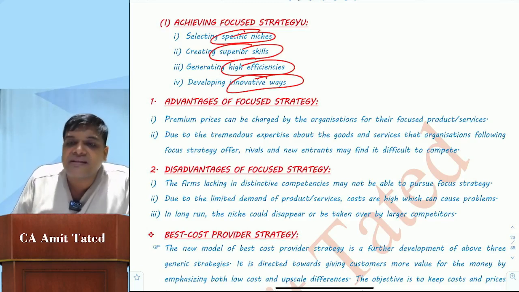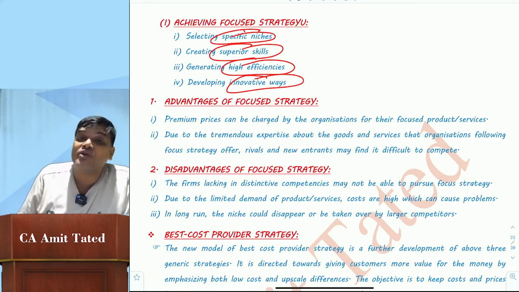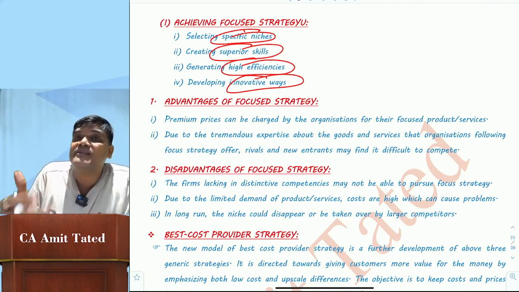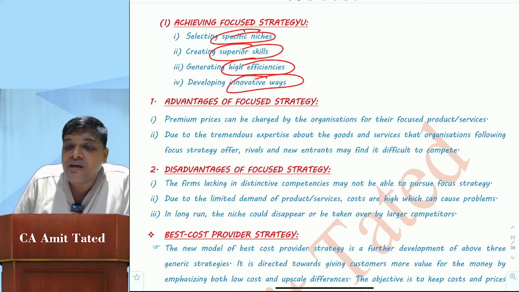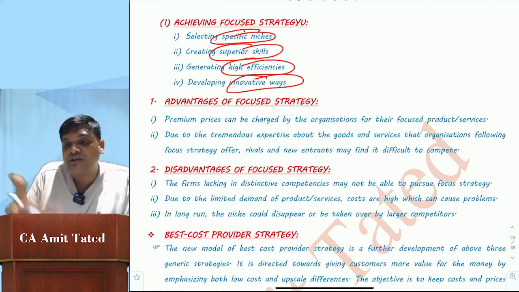But disadvantages are there. These competencies cannot be different. Distinctive cannot be there. Distinctive means different cannot be. Difference will not be there. Second point, limited demand. Okay, niche can disappear anytime.